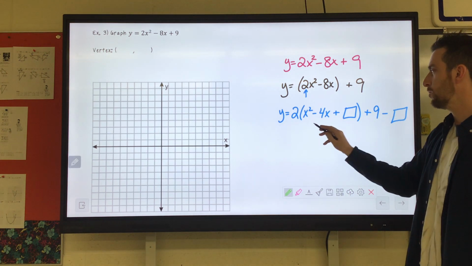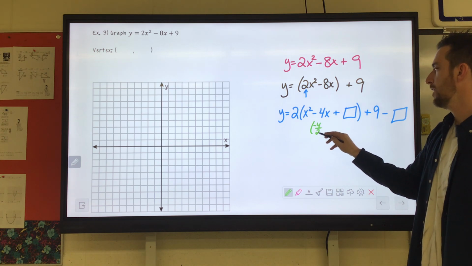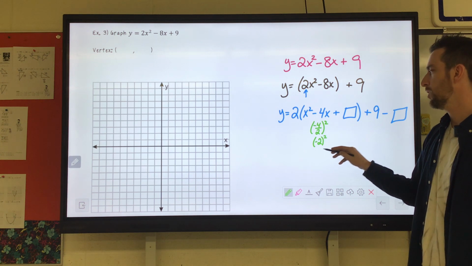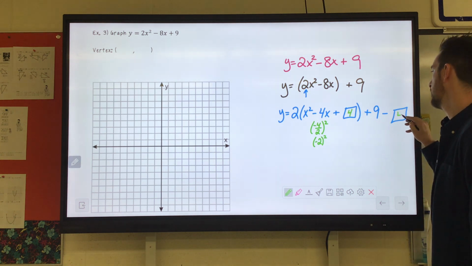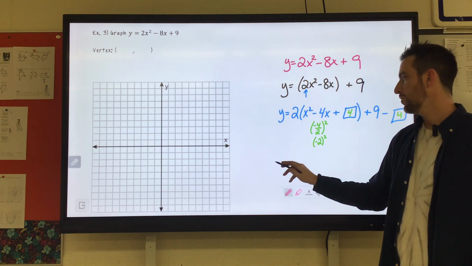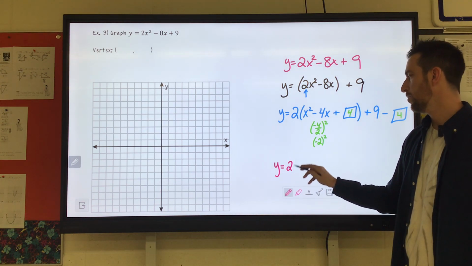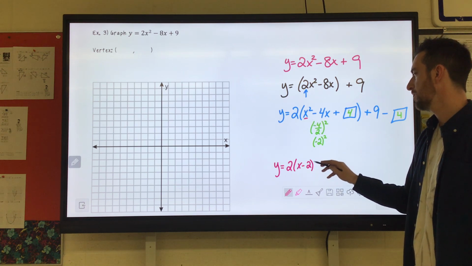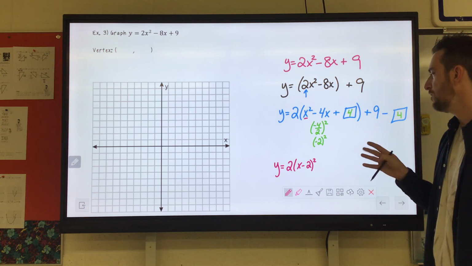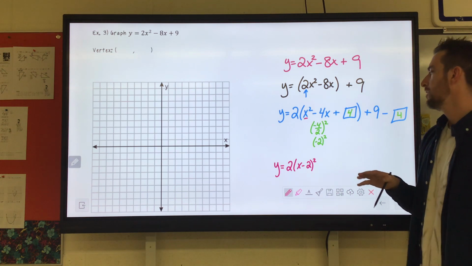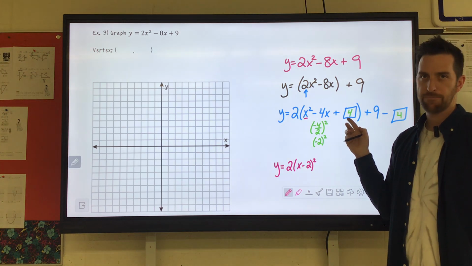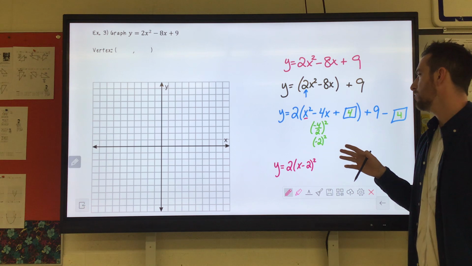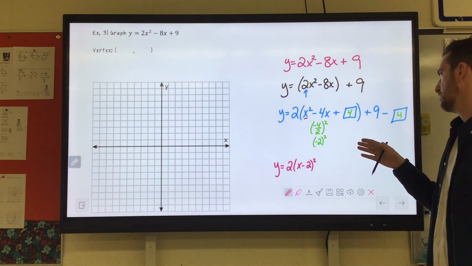So, just like before, we'll take our negative 4 divided by 2 and square it. So that would give us negative 2 squared. Negative 2 squared is positive 4. Cool. So we have y equals 2 parentheses, and it was x minus 2 squared. Oh, here's where I goofed. So we put a 4 here, right? When we go back on this, we're going to have to do x minus 2 squared.